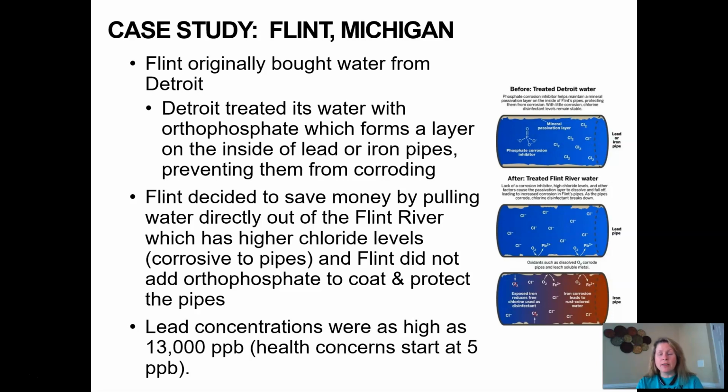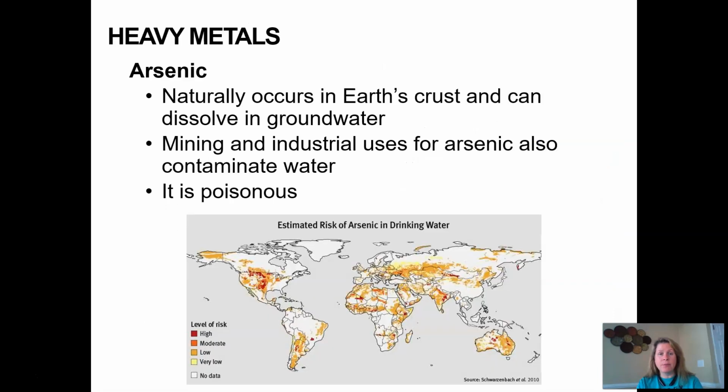So then we had lead leaching out of pipes. We had iron oxidizing, making the water rusty as well. The lead concentrations were extremely high. You start worrying about your health with little children at levels of 5 parts per billion. Some water was tested to be as high as 13,000 parts per billion. So there are going to definitely be long-term neurological effects there.